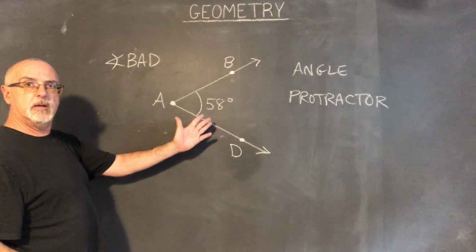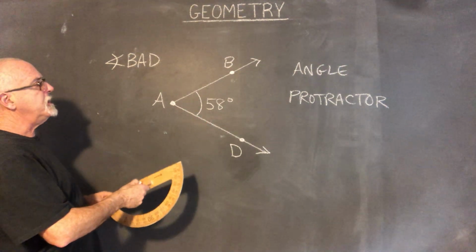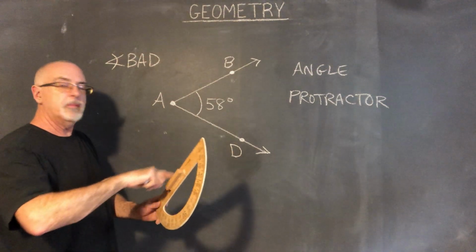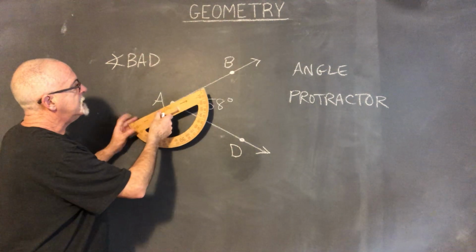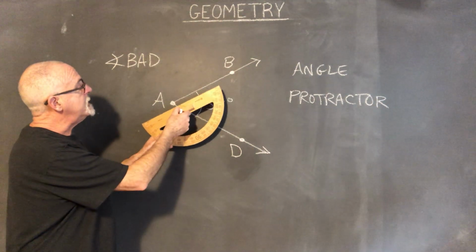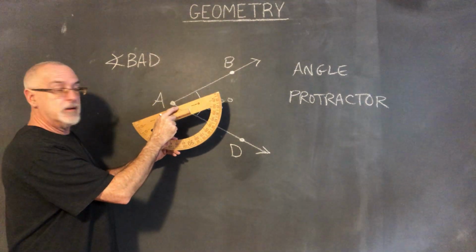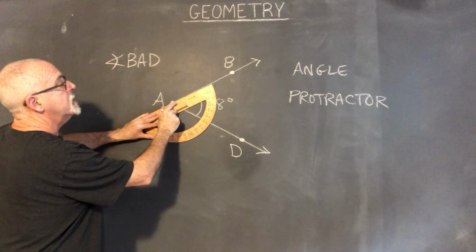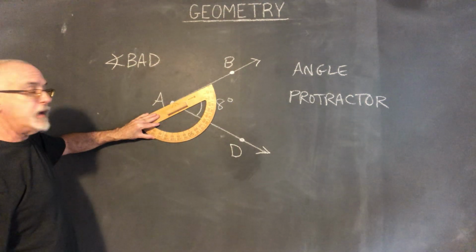Now, what if I decide I want to measure the same angle, but I don't want to use ray AD along the baseline of the protractor? Instead, I want to use ray AB. Notice how I'm holding the protractor upside down. I still want that 0 dot to be on vertex A. And then I make sure the baseline goes, this time, along ray AB.